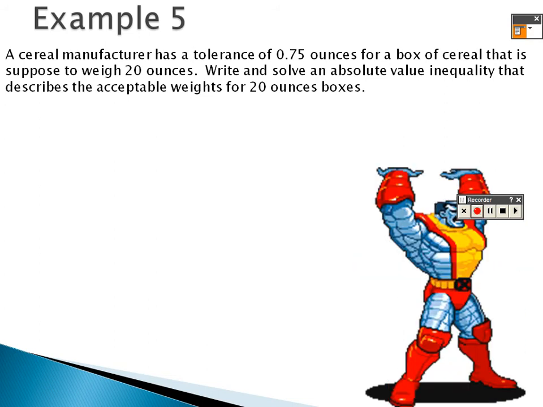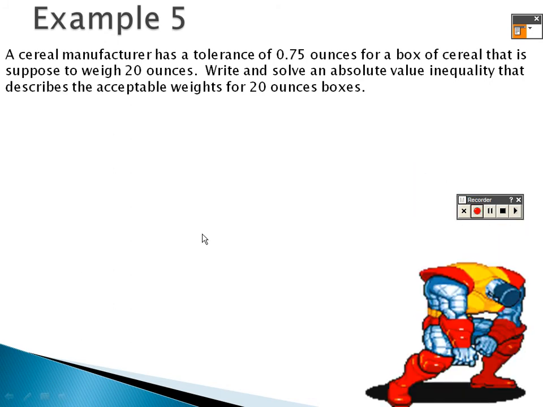A cereal manufacturer has a tolerance of 0.75 ounces for a box of cereal that is supposed to weigh 20 ounces. Write and solve an absolute value inequality that describes this.